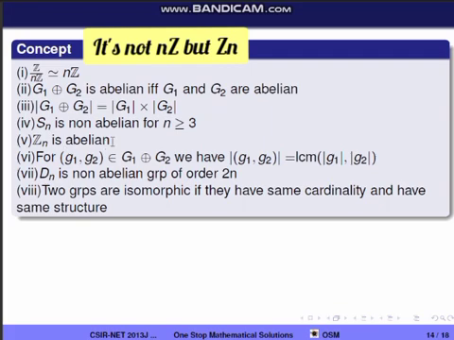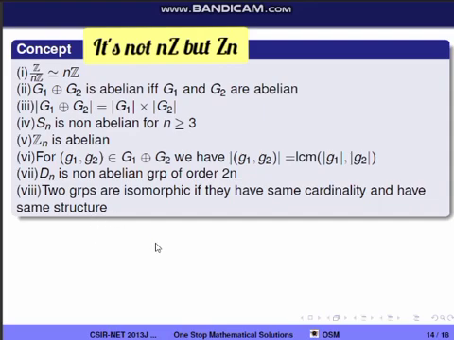And we know that Zn is abelian because Zn is always cyclic, so cyclic implies abelian. For (g1, g2) an element of G1 ⊕ G2, the order of (g1, g2) is equal to the LCM of the order of g1 in group G1 and the order of g2 in group G2. And Dn is a non-abelian group of order 2n. Two groups are isomorphic if they have the same cardinality and the same structure.